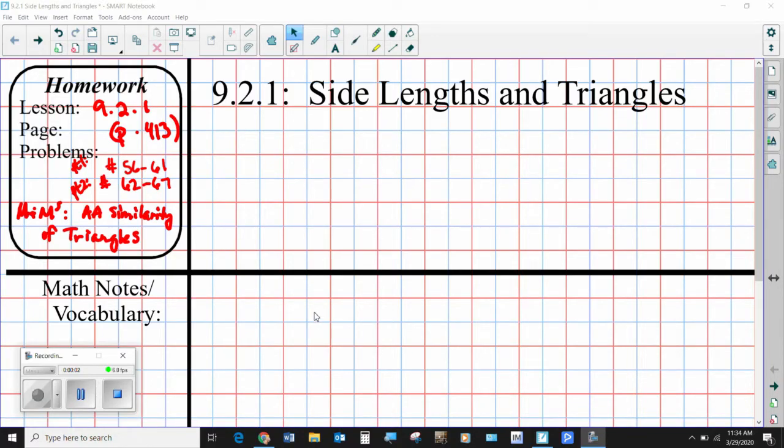Alrighty, here we go into our next lesson, lesson 9.2.1, side lengths of triangles. This is a 2-day lesson. The first day, typically we're going to spend cutting out squares and manipulating them to form triangles, and then recording the data and seeing if we can draw any conclusions about the side lengths of triangles and the types of triangles that they create with those given side lengths.